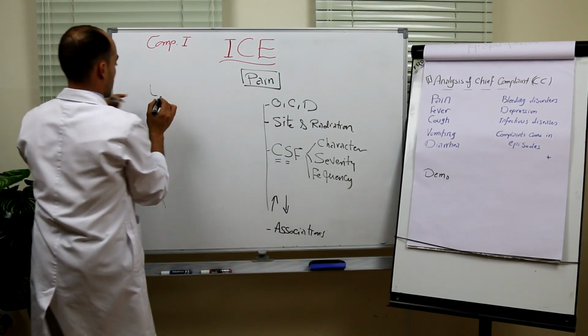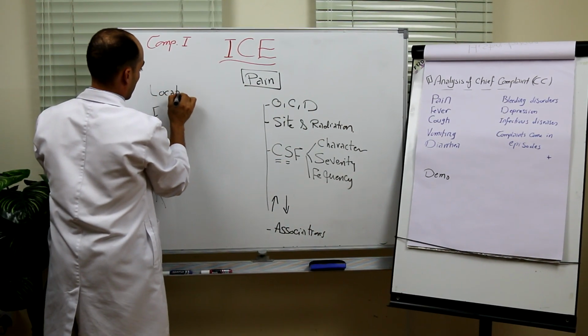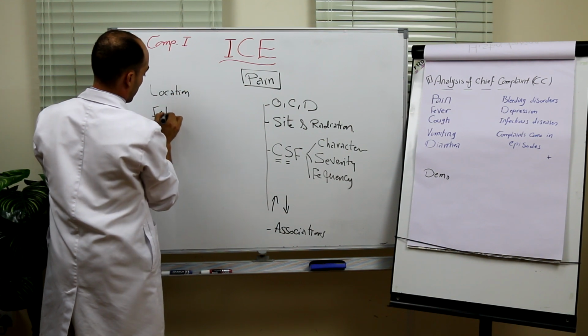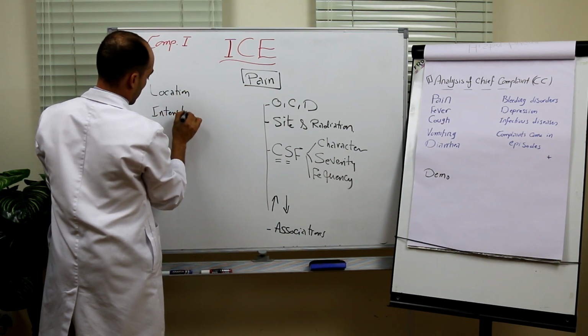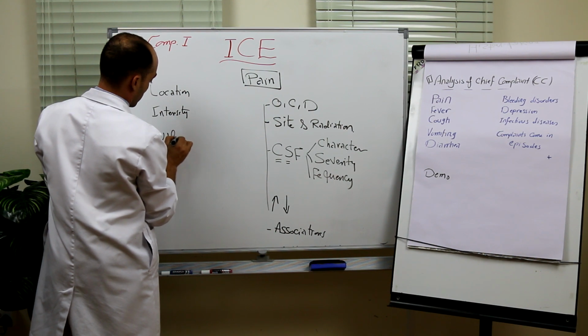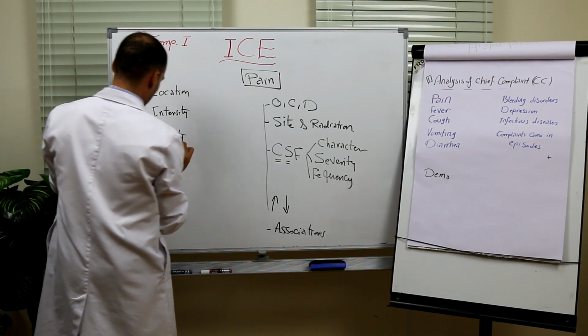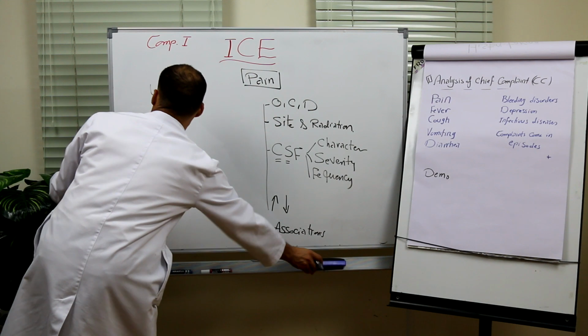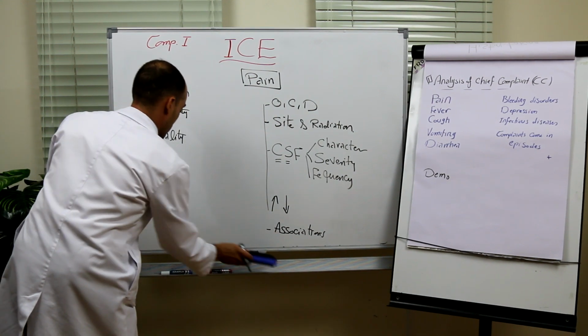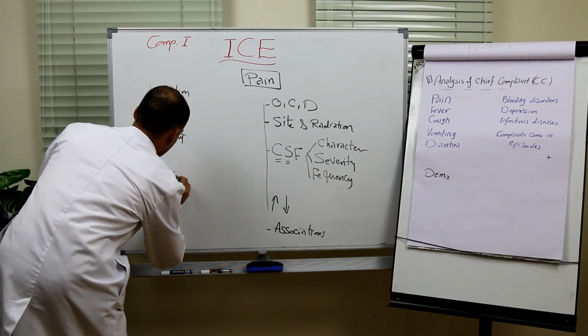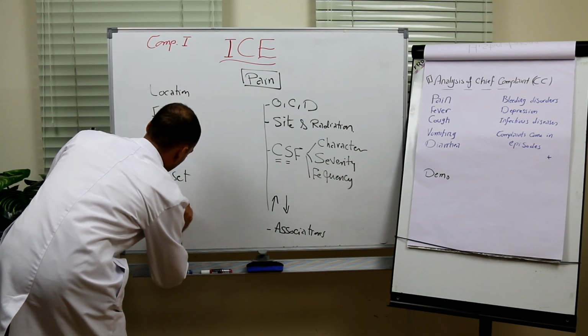Here is the second way: location, intensity, quality, onset, radiation.